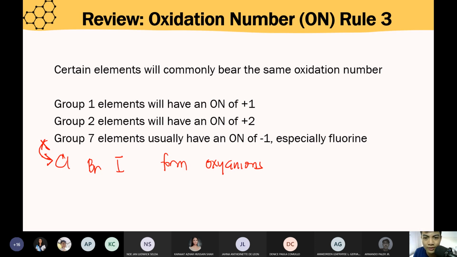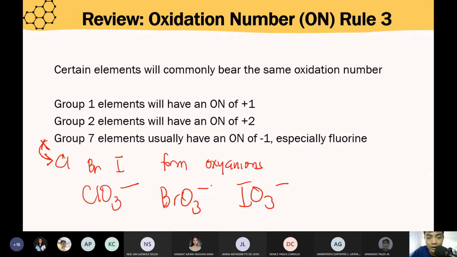Okay? So, what's oxyanion again? Yan yung element with oxygens as an anion. So, for example, chlorate. We have the bromate. We have the iodate. So, yan yung mga oxyanion when they are paired with oxygen. So, if your halogens look like this, it doesn't follow this rule. Only if it is bonded with other elements, such as, kunwari, hydrogen.